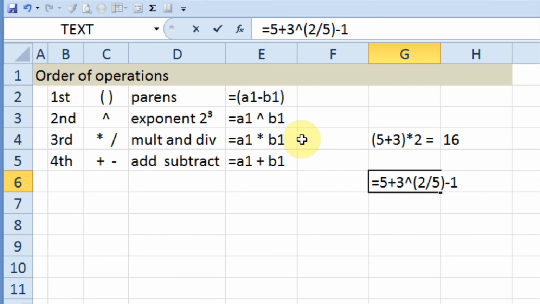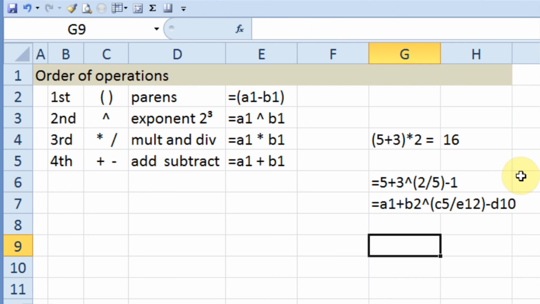So it's important to remember the order of operations whenever you're building formulas. In reality, the formula here would look something like this, where you'd be using actual cell references instead of whole numbers.